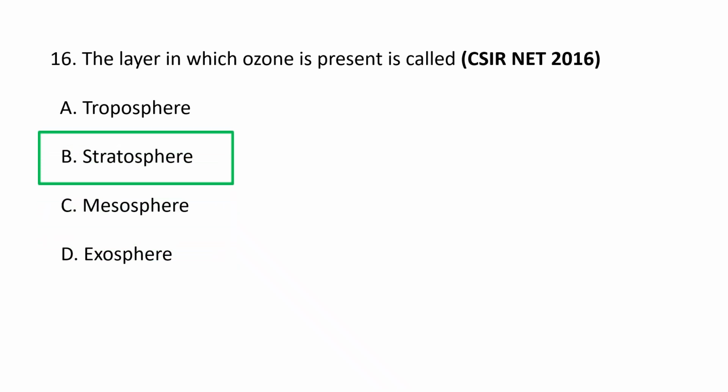Stratosphere. The ozone layer is primarily contained within the stratosphere, which is the second major layer of the Earth's atmosphere, located roughly 10 to 50 kilometers above the Earth's surface. This layer absorbs over 90% of the sun's harmful UV radiation.